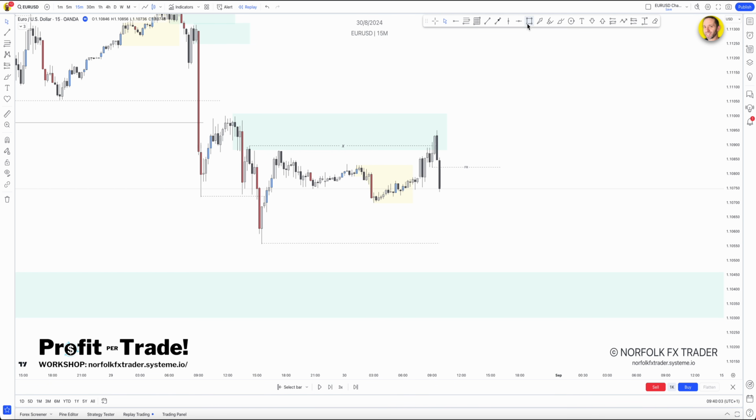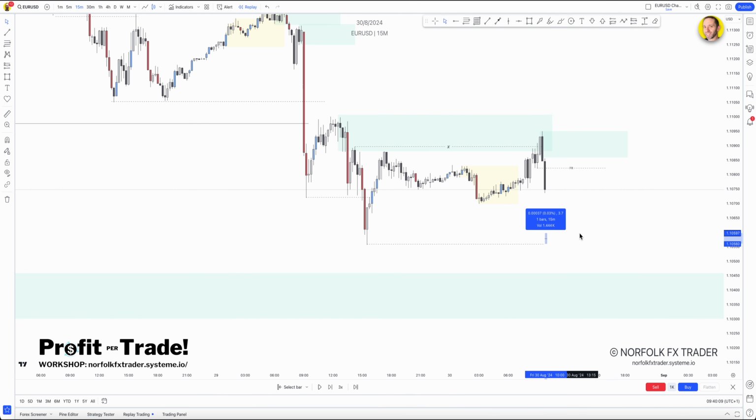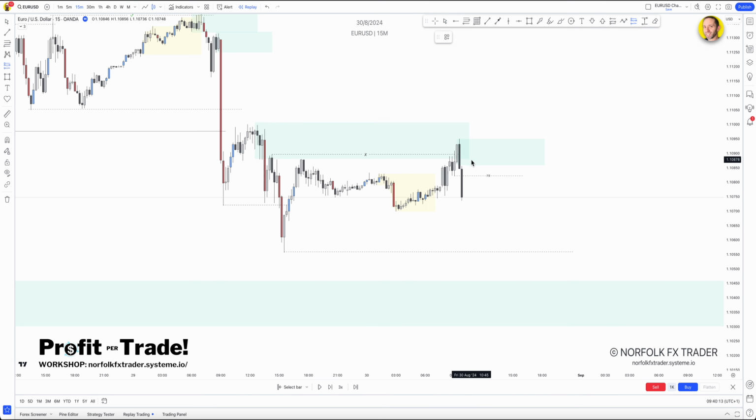Okay, so that gives me my supply. There's my new supply zone. So I'll be looking now for entry here to target this low. Okay, very, very simple. We look for entry off this area of supply, stop above the high, and over 3 to 1 for the low.